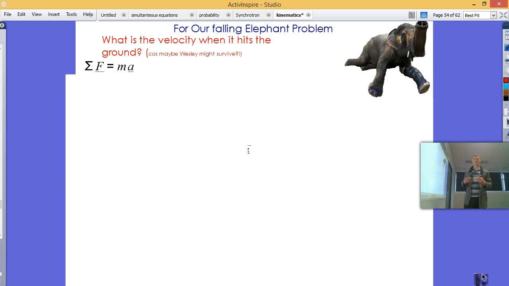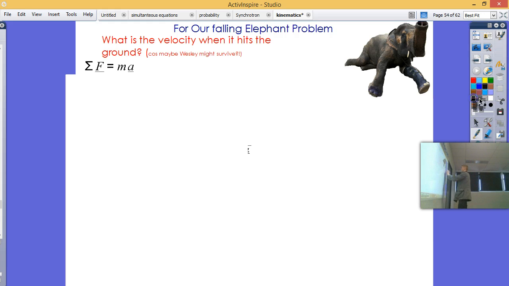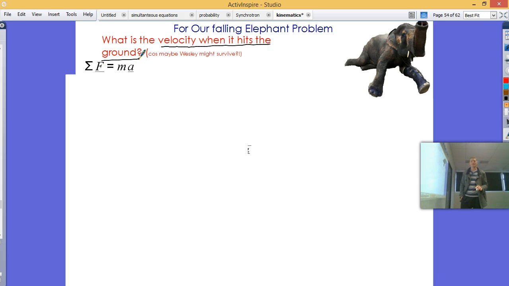Okay. So let's come back to our elephant problem. We want to see what is the effect on the motion. What kind of differential equation we're going to end up with. What will be some general solution we can formulate from such a differential equation. We might have an overriding question such as, well, what is the velocity when Mr. Elephant hits the ground? Okay? Just in case we want to save someone's life.